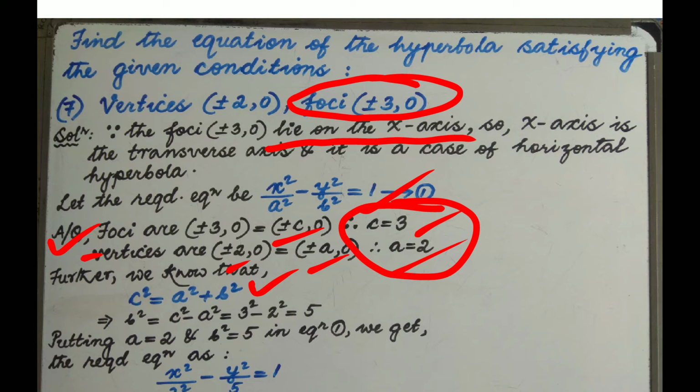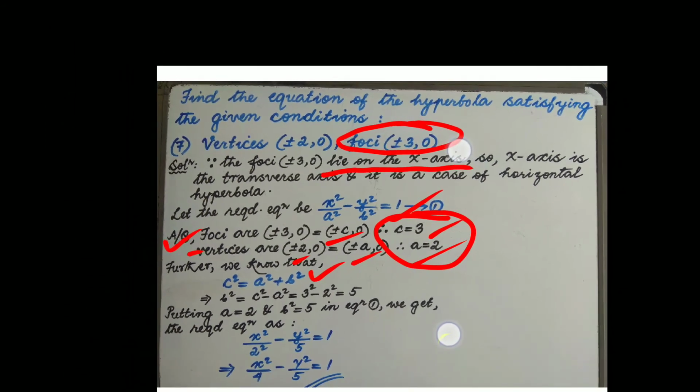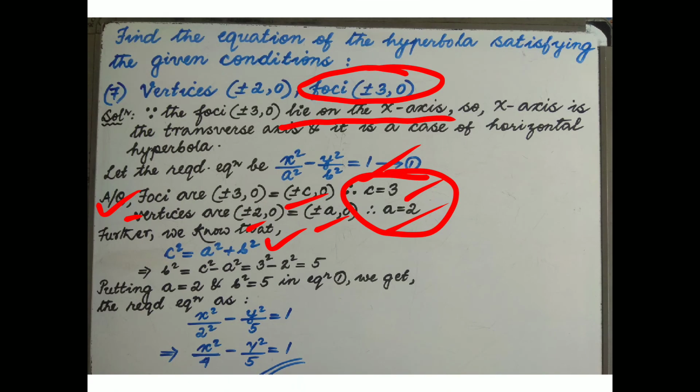Last few lines you can see, we have calculated the value of b square as 5. Finally, put the value of a and the value of b square. Where are we going to substitute this? Back in equation 1. In equation 1 we substitute and we get the answer x square by 4 minus y square by 5 equals 1. So the final equation is x square by 4 minus y square by 5 equals 1.